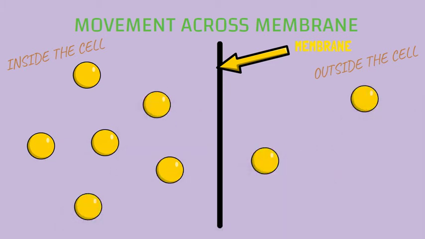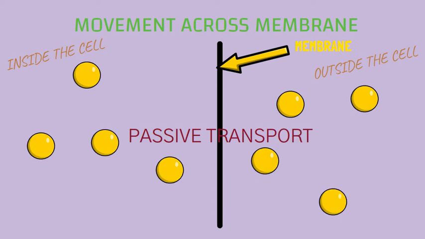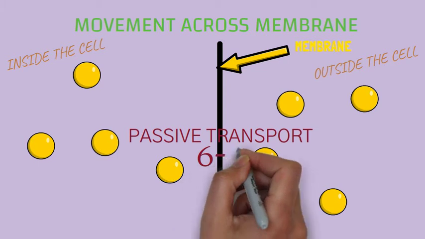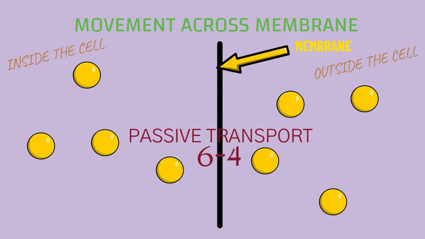Let's look at the movement of these molecules. 2 molecules went from the inside of the cell to the outside of the cell. This is called passive transport, when molecules from a higher concentration go to a lower concentration until equilibrium is reached. There were 6 molecules inside the cell and 4 molecules outside the cell. This means that the inside of the cell is more concentrated because there are more of these molecules.